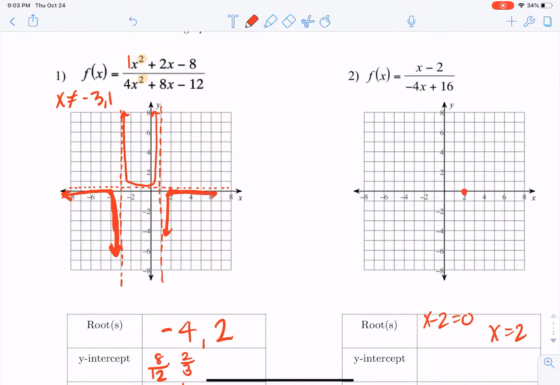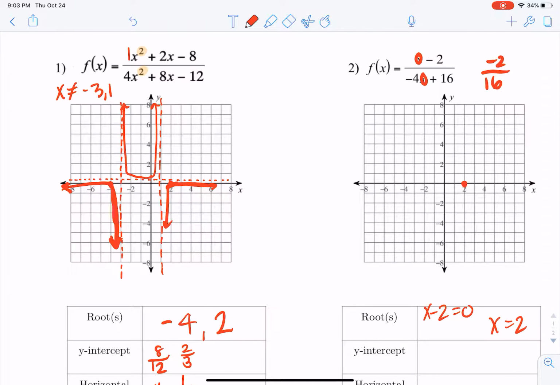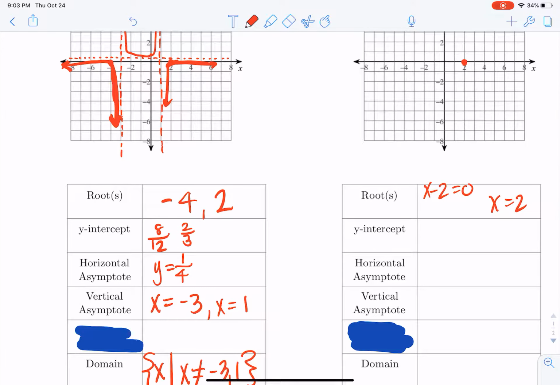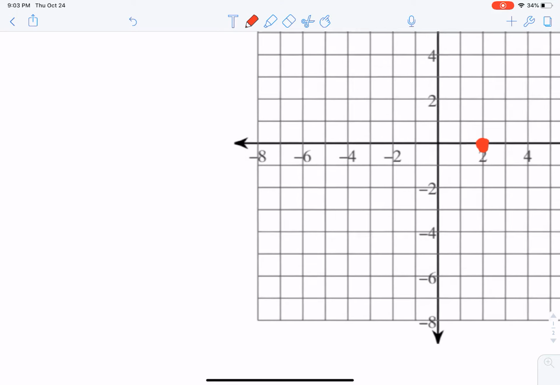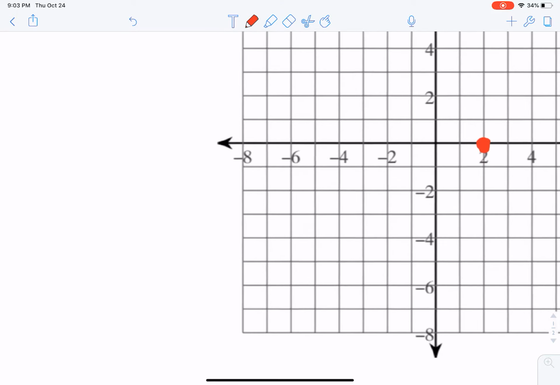My y-intercept, I can plug 0 in for x. So here I get negative 2 over positive 16. So my y-intercept is going to be at negative 1/8. So 0 comma negative 1/8. So we'll come over here and we'll be really, really close.